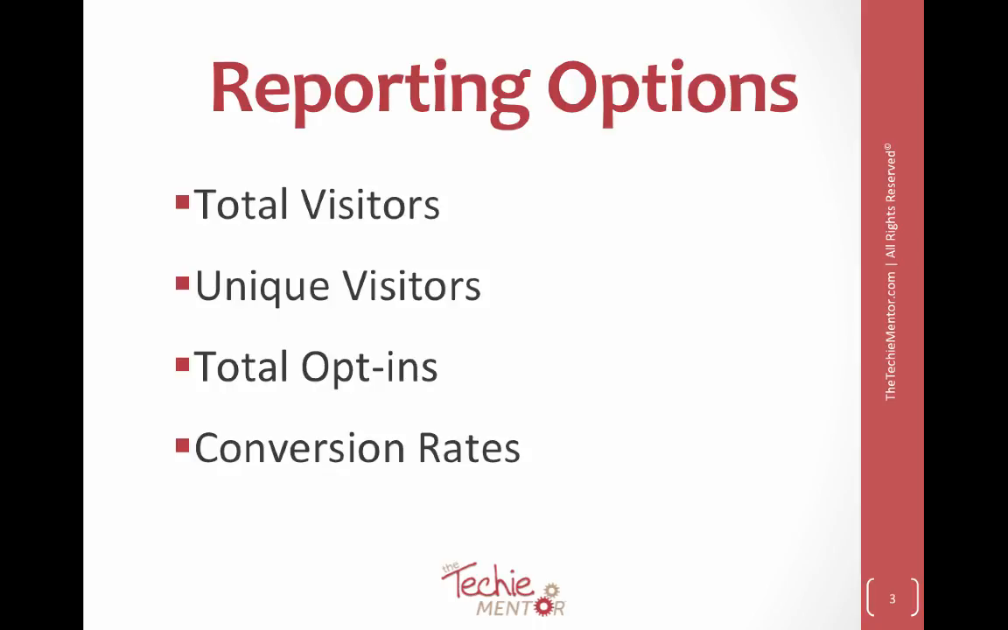Total opt-ins, these are the people that actually took action. Right now, opt-ins are for things like an opt-in box. A lot of times if you have a sales page or some other action, you may not see the same numbers here. So opt-ins are people who took action to opt in to whatever your landing page was offering. And then conversion rate looks at the total number of visitors and how many of those took action, and that gives you your conversion rate.